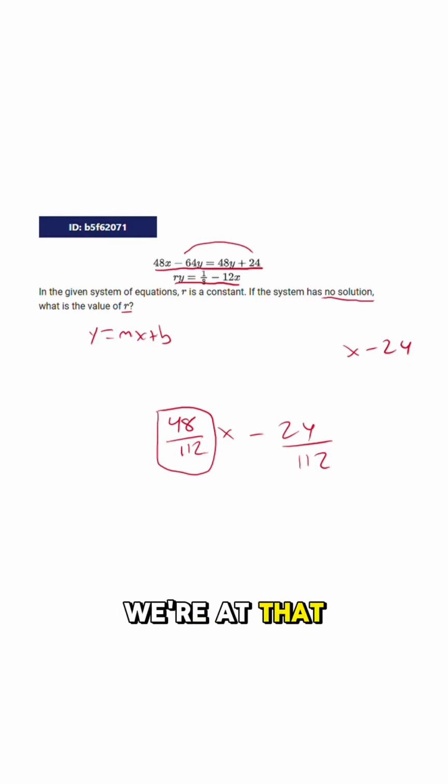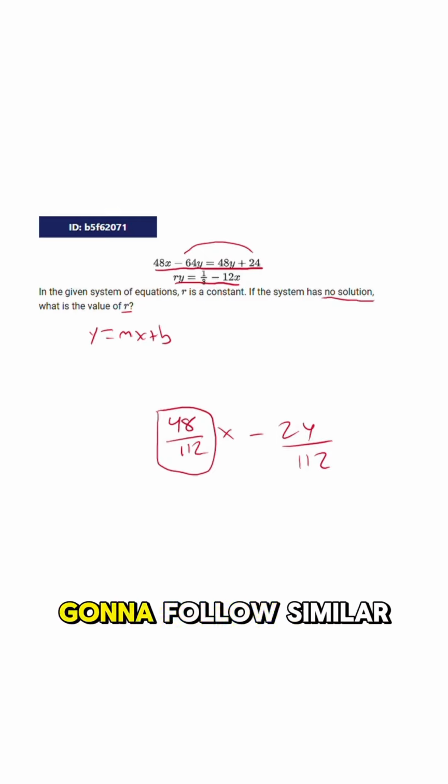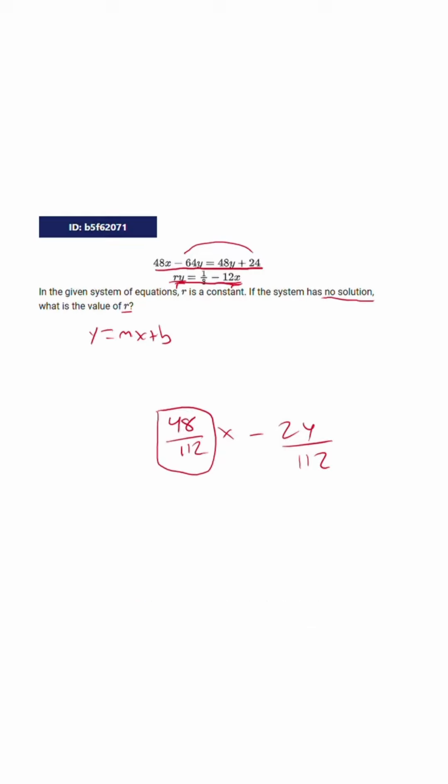So now that we're at that point, I also want to find the slope for the other equation. Again, I'm going to follow similar steps, but you see that there's an r, which we're looking for, with the y. So we have to divide that out to get the total slope. So the slope on the second equation is going to be negative 12 over r. So now we have to compare these two things.